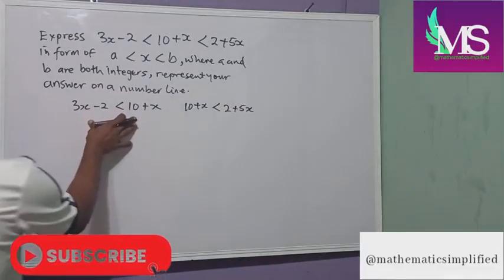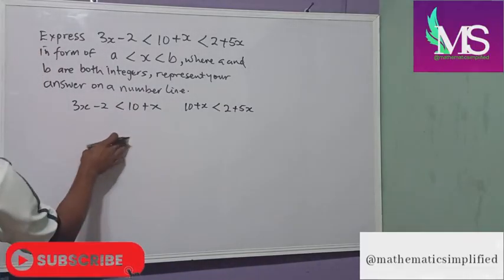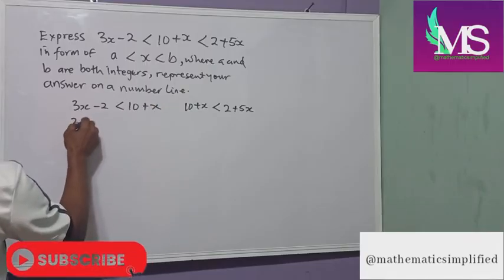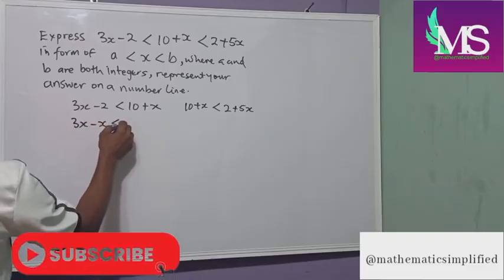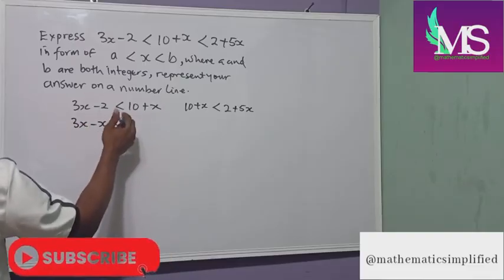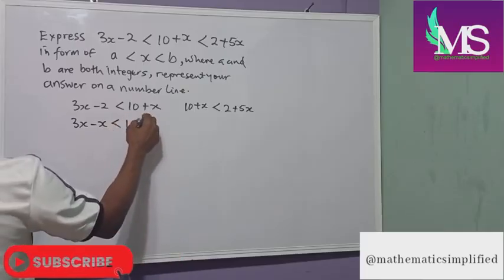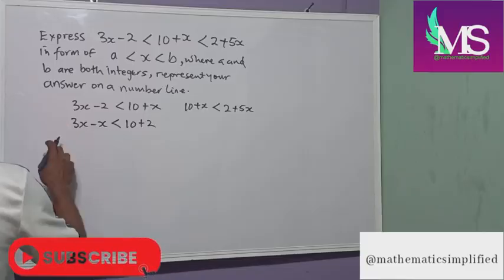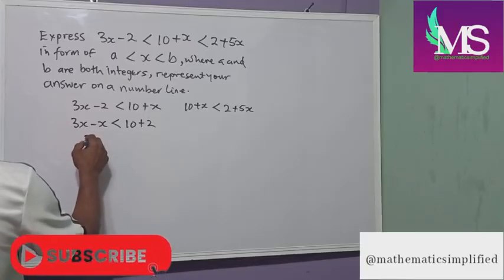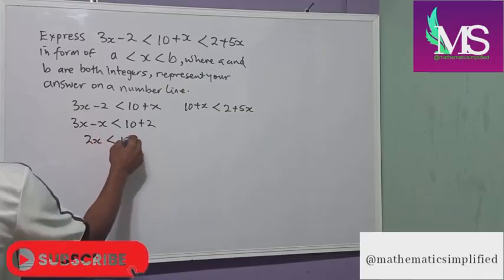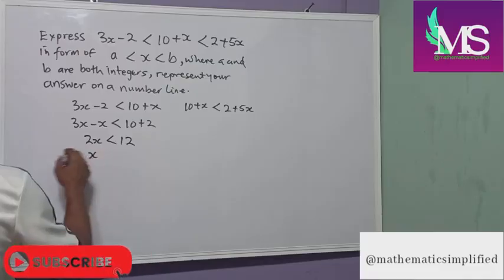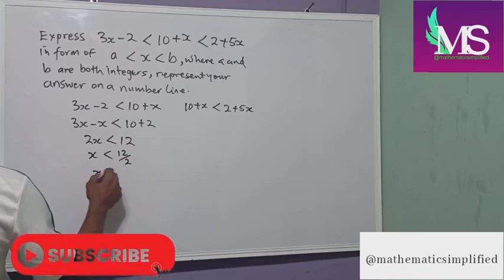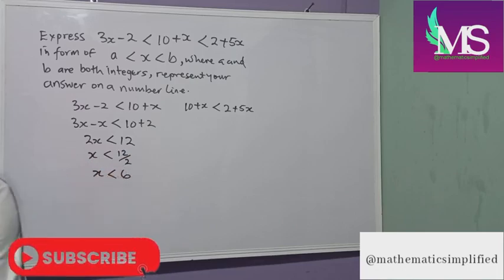Alright, let's get down with this. For solving this, we can simply say collect like terms. x coming over will become 3x minus x less than minus 2 going over will become 10 plus 2. 3x minus x will give us 2x is less than 12. So dividing both sides by 2 is 12 over 2. Our x is less than 6.